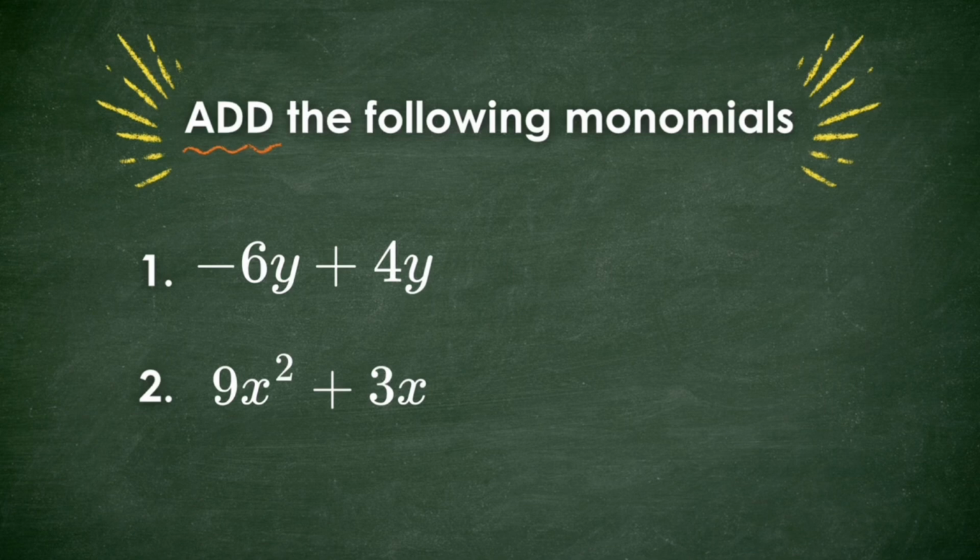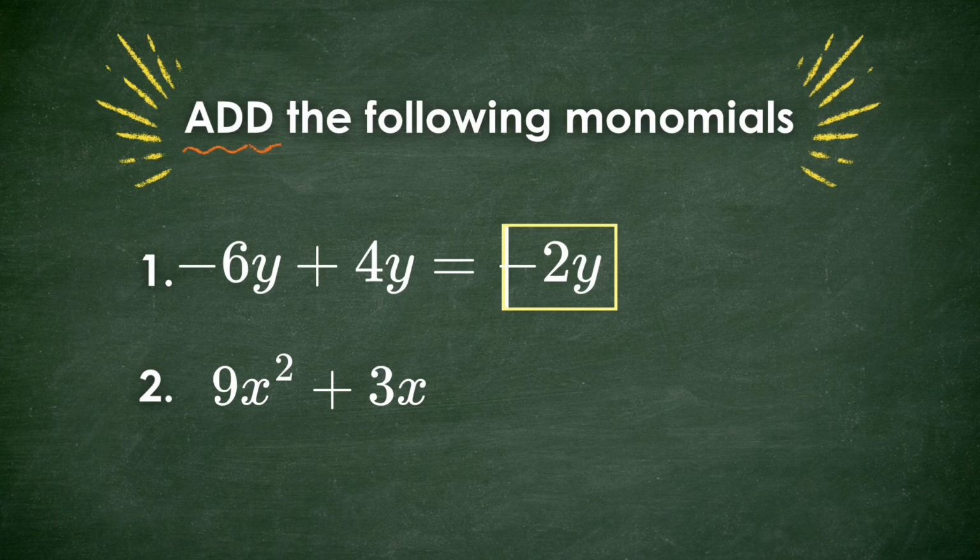Negative 6 plus 4. Now, when we add a negative number and a positive number, we actually subtract the smaller number from the larger. So, 6 minus 4 equals 2. Then, we copy the sign of the larger number. Since negative 6 is the larger in absolute value, our answer is negative. So negative 6y plus 4y is equal to negative 2y.